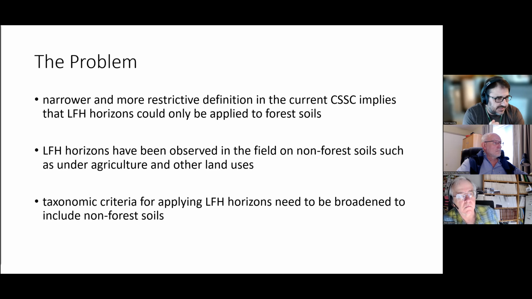And so the problem that was identified in the paper is that this narrower and more restrictive definition implies that the LFH is only applied to forest soils. There have been many occurrences of LFH horizons being described or observed in the field in non-forest soils under agriculture and other land use types as well. And they are proposing that the taxonomic criteria for applying LFH horizons needs to be broadened to include non-forest soils.